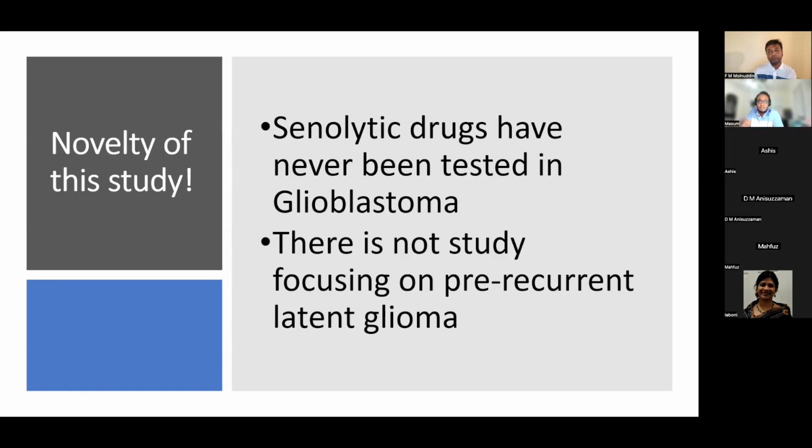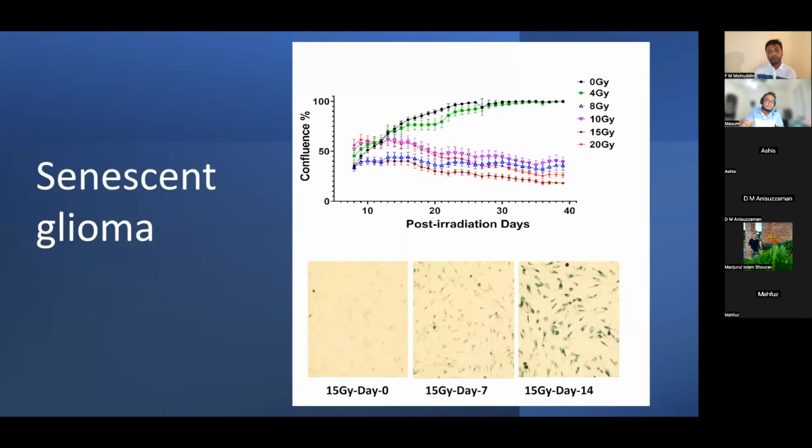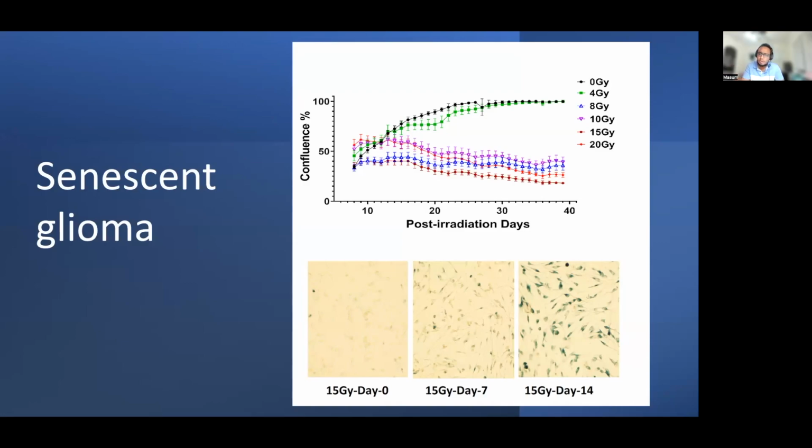And the second novelty of this study is using a senolytic drug as a treatment for glioma. Now, for the first part of our hypothesis, we have to demonstrate that the chemoradiation stopped cell division in our experimental model. We used human-derived patient tumors from the Mayo Clinic biobank of glioblastoma. We radiated at different doses, and we demonstrated that after chemoradiation, cells stop dividing.